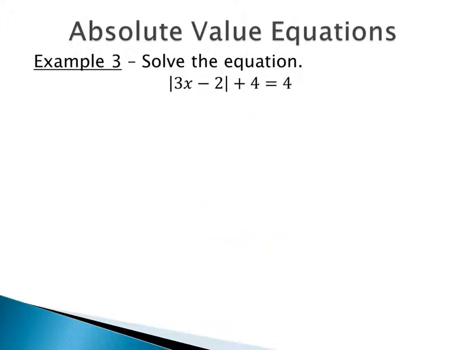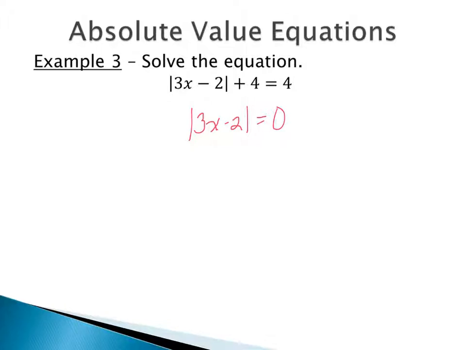One more problem with solving absolute value equations. If I have the absolute value of 3x minus 2, plus 4 equals 4, I'm going to move the 4 over, so that we have the absolute value of 3x minus 2 equals 0. At this point, we also need to stop and think: if the absolute value is the distance a number is from 0, the distance that 0 is from 0 is just 0. The inside of the absolute value is just going to be 0.